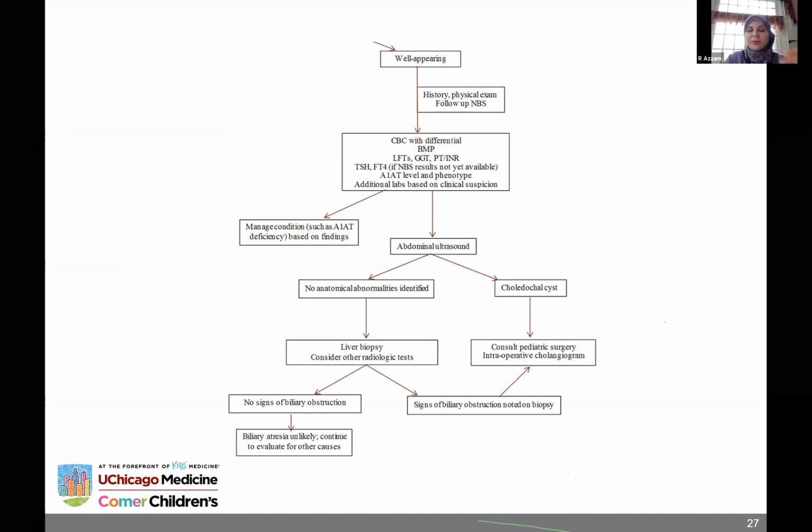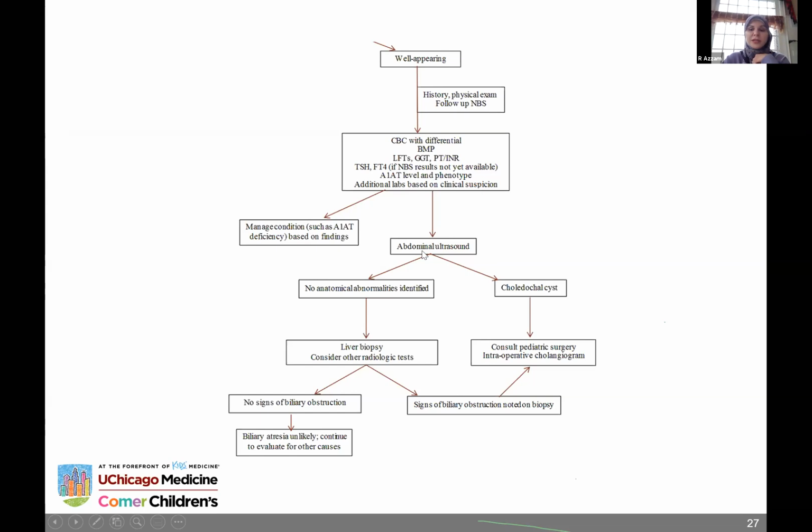And when you do the alpha-1 antitrypsin, and of course I deal with a different population, the level and phenotype, because you are looking for low level with specific phenotypes that are either ZZ or SZ. These are the ones that can present with cholestatic jaundice in the newborn. And if that was abnormal, then you got your diagnosis. But if the liver panel is abnormal, then you will advance with abdominal ultrasound.